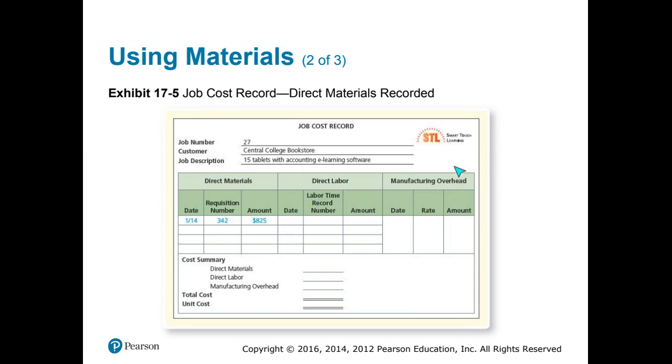And then, using materials, this is on page 876. We've got the job number that we're working on. So we're working on job 27. The customer is Central College Bookstore, and they requested 15 tablets with e-learning software. So we're going to fill this out. They requested it on the 14th of January. The request number was request number 342. The amount was $825. And so that's how we record our job cost record.